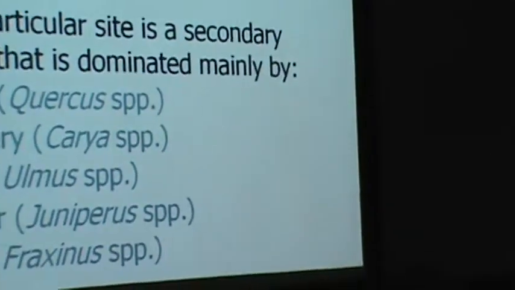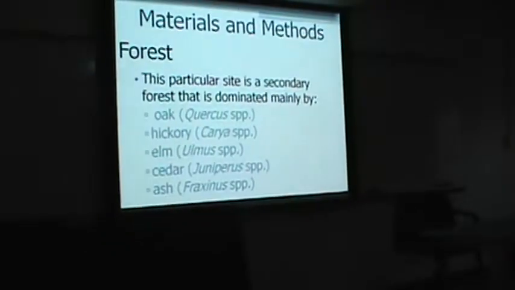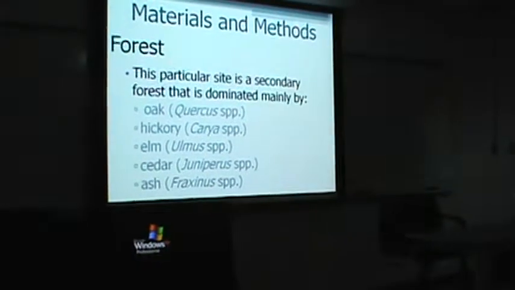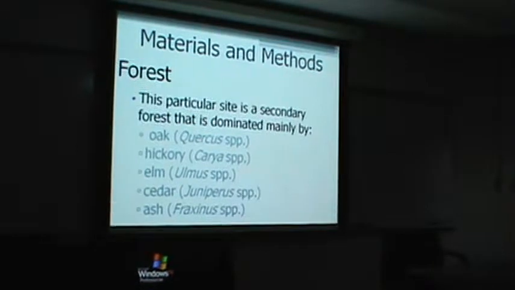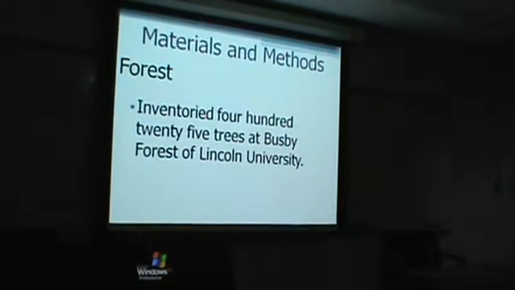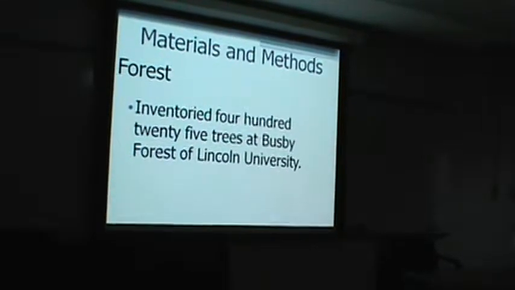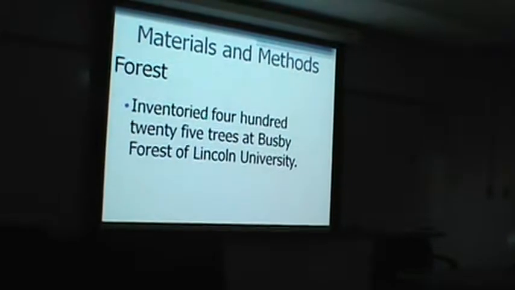This particular site is a secondary forest that is dominated mainly by oak, hickory, elm, cedar, and ash, with various understory, native, and invasive species commonly associated with forested conditions. A previous study also showed that this particular forest was mainly dominated by oak and hickory only. We inventoried 425 trees at Busby Farm of Lincoln University, belonging to 23 different species.